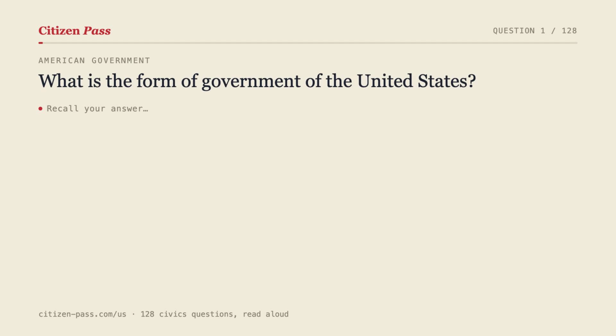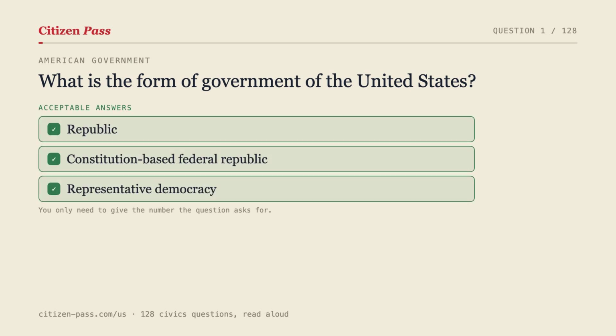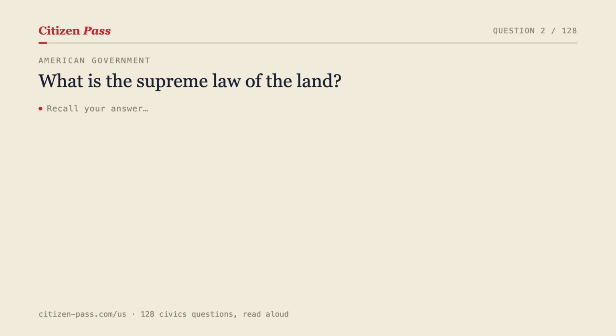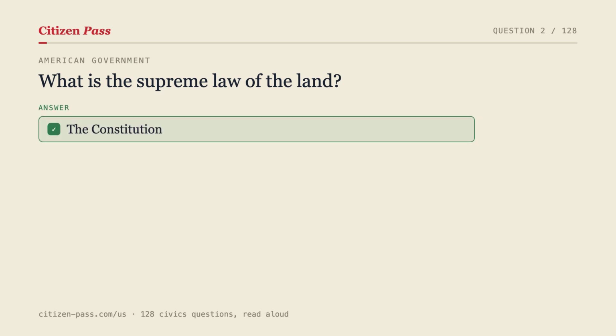What is the form of government of the United States? Acceptable answers include republic, constitution-based federal republic, or representative democracy. What is the supreme law of the land? The answer is the Constitution.